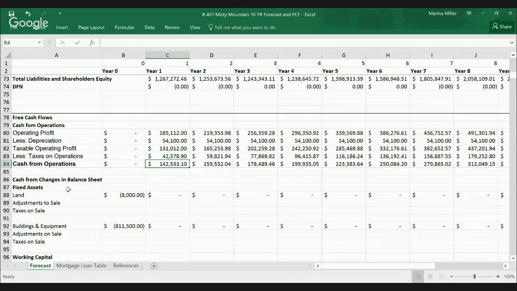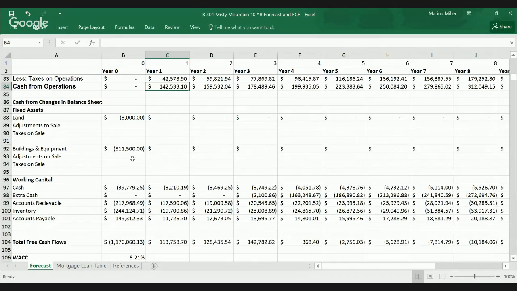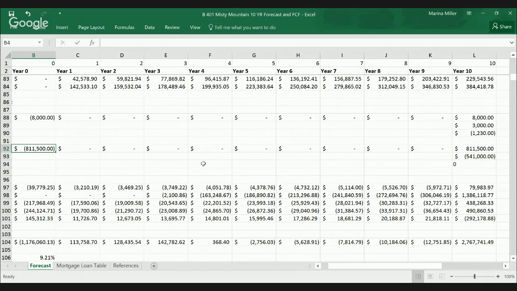Next is our cash from changes in balance sheet. And these are calculated by taking next year's land minus this year's. So you can see in year 0, it's negative because of the purchase of land as well as the purchase of buildings and equipment. And then those are actually added back from the adjustment from a sale, actually just for the land and not the buildings and equipment. And so there's no taxes on this because you don't make any money from the sale.